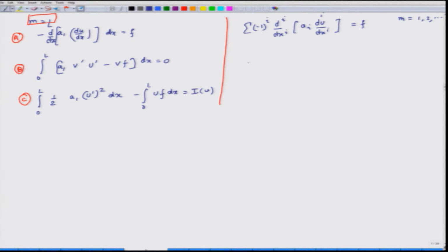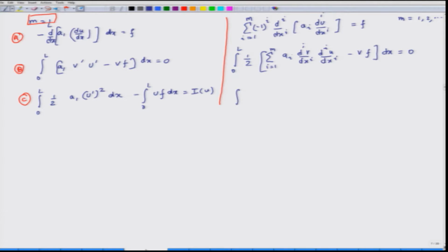So, the variational form is the integral from 0 to L of the sum over i equals 1 to m of a i d i v over dx i, d i u over dx i, minus v f, dx equals 0. This is the variational form.